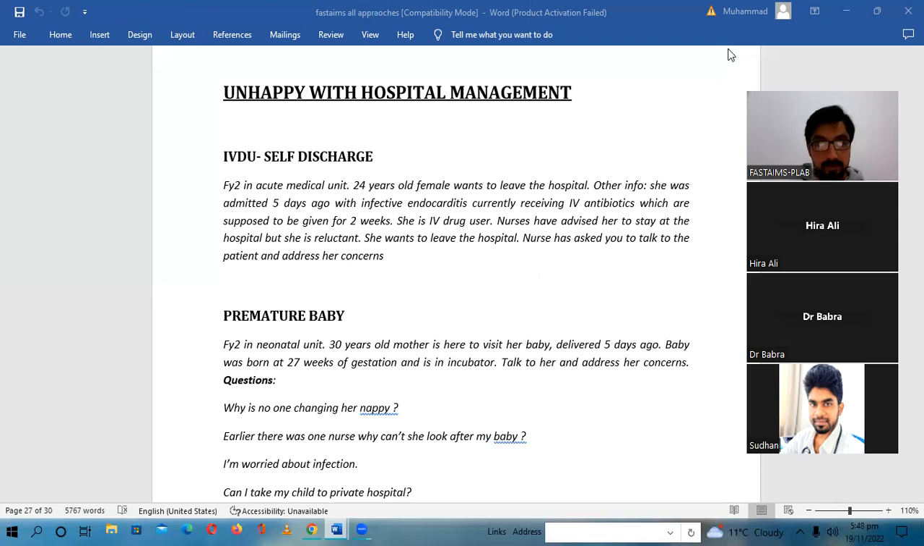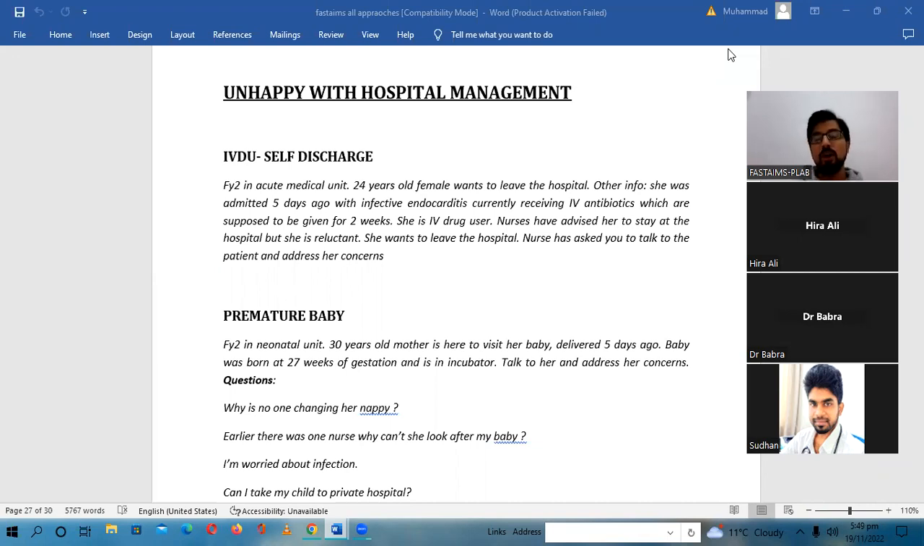And then you need to ask the patient, if the patient still wants to go, where they want to go. If you were to be discharged, where would you like to go? Okay. Then you have to tell the patient about their diagnosis and what treatment they need and what is the need of this treatment. Okay. How important is the treatment?